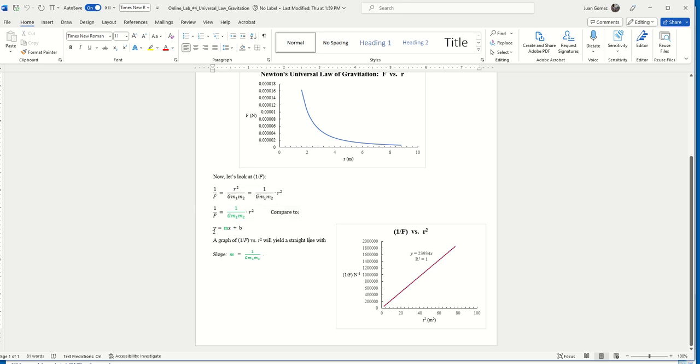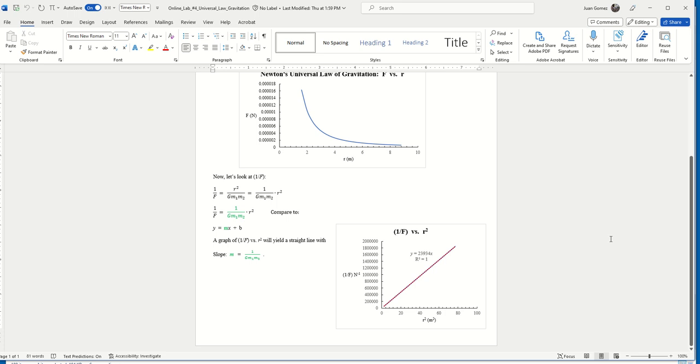See the comparison right here. So you plot 1 over F on the y-axis, then r squared on the x-axis. Well, your slope m should be 1 over G m1 m2. And so, again, right here, your slope should be that.